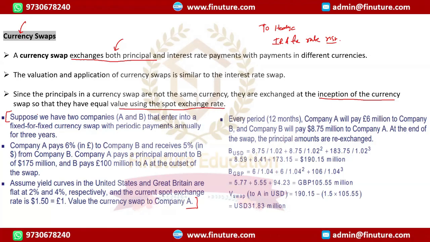Let's look at this example. Suppose we have two companies A and B that enter into a fix for fix currency swap with periodic annual payments. So in this one, you are given that this swap is for 3 years and there are annual payments. So how it would work is, let's see, company A pays 6% in pounds.